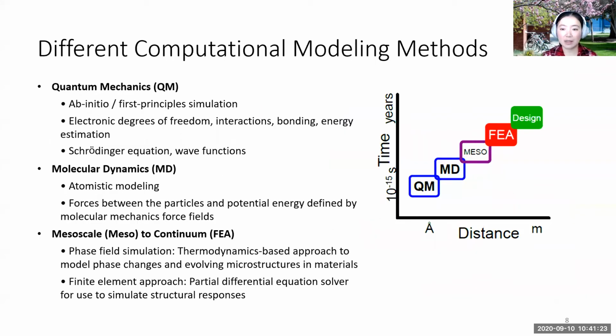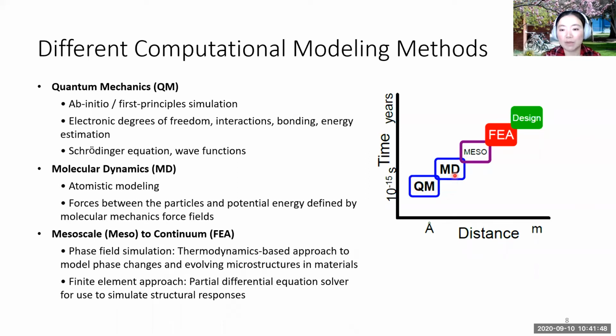And so this figure on the right here actually shows you the different length scales and time scales of the computational tools in the world now. So the very small one is called quantum mechanics. So we use quantum mechanics, right, to simulate the material down to atomic scale, and also can simulate some femtosecond time scales.